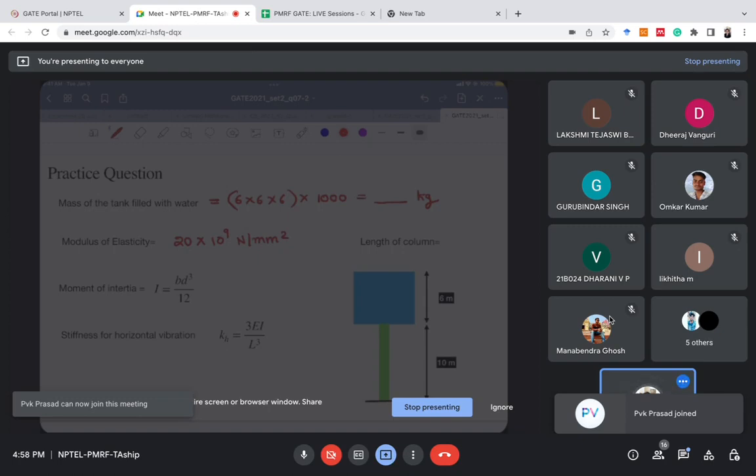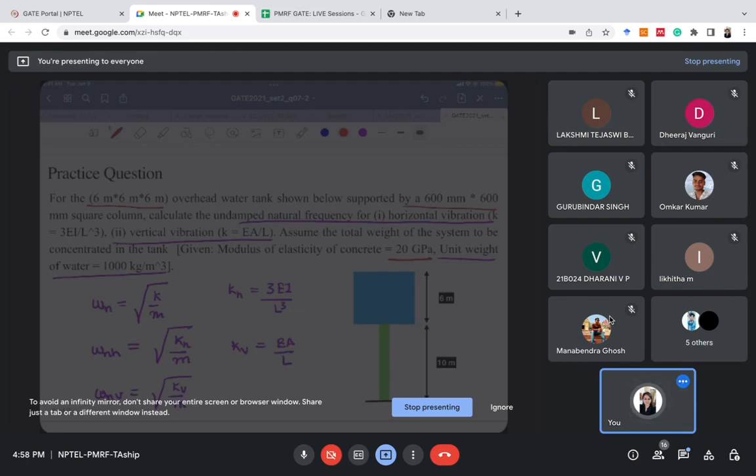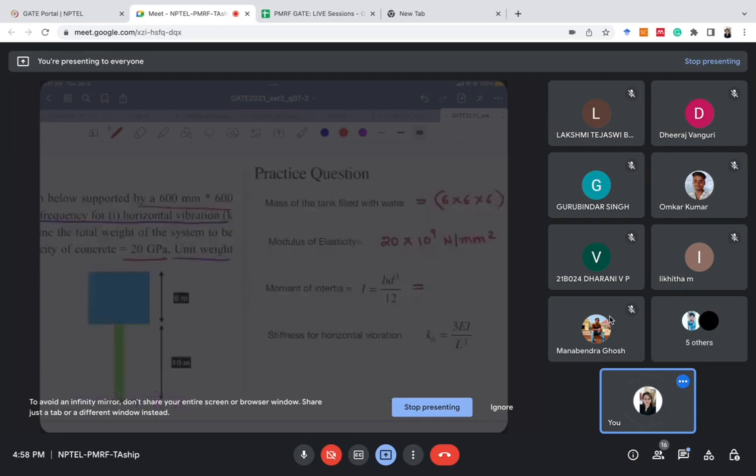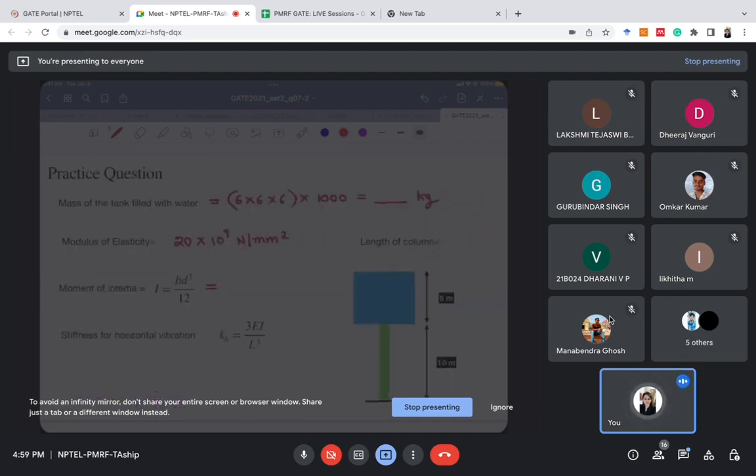I is the moment of inertia. It is given that it's a square column. So for a square, the value of I is bd cube by 12. Everything should also be converted to meter now. So b is given as 0.6, d is 0.6, so bd cube by 12. Similarly, you'll find the value of kh. Now put all the values and you will get the value of kh.